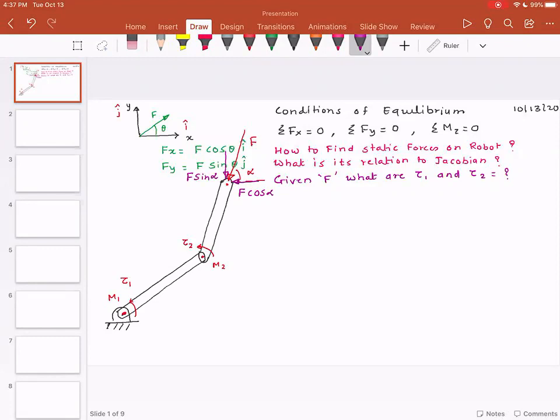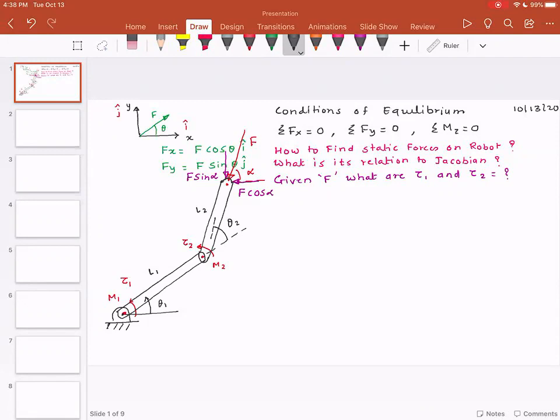So you have this force F that gets resolved, and let me add these angles for the sake of discussion. Let me say that this angle is theta 1, and what I'm going to do is I'm going to add this angle as theta 2. So I have this robot. The link lengths are L1 and L2, and there is external force F that is acting at the end of the second link, which is the end effector.